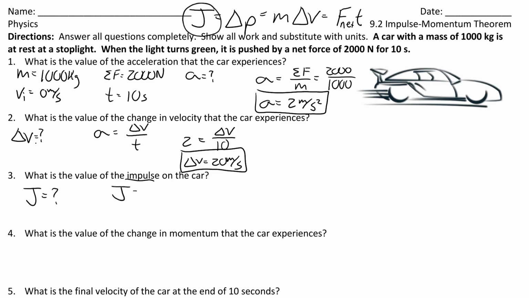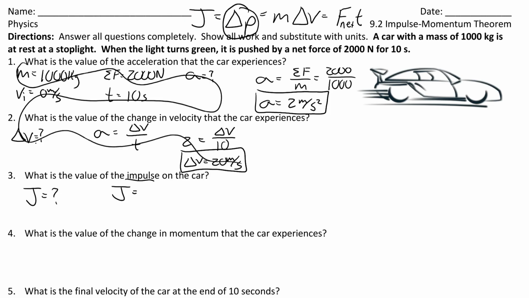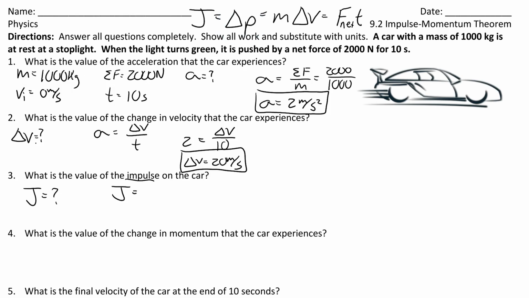So J is equal to. Now, we have to be careful. Do we want to look at delta P? Do we know the final and the initial momentum? I don't see it anywhere over here, no final or initial momentum. So let's not use that one. That'll make our life a little bit harder. How about this guy, M delta V? Do we know the mass? Yup. Do we know the velocity? Yup, we just found it, so that's good. So we could definitely say J is equal to M delta V.